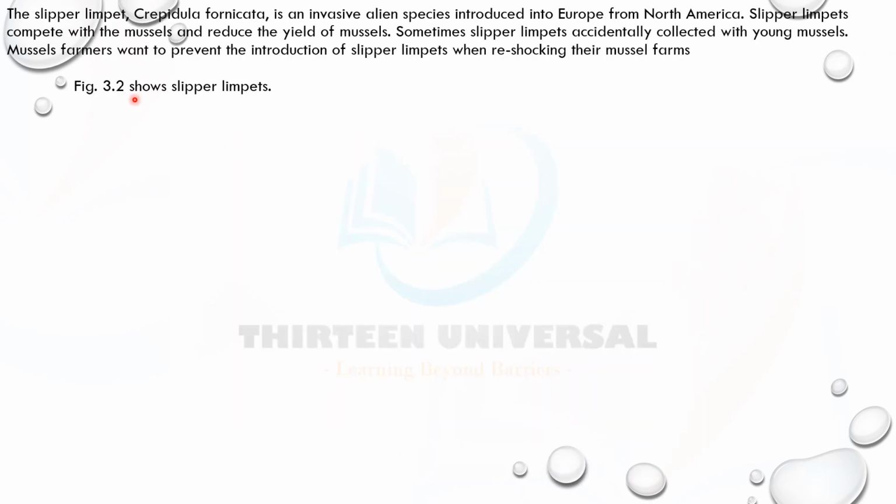The slipper limpet Crepidula fornicata is an invasive alien species introduced into Europe from North America. Slipper limpets compete with mussels and reduce the yield of mussels. Sometimes slipper limpets are accidentally collected with young mussels. Mussel farmers want to prevent the introduction of slipper limpets when restocking their farm. So read this again and again. Fig 3.2 shows the slipper limpet. See the limpet.